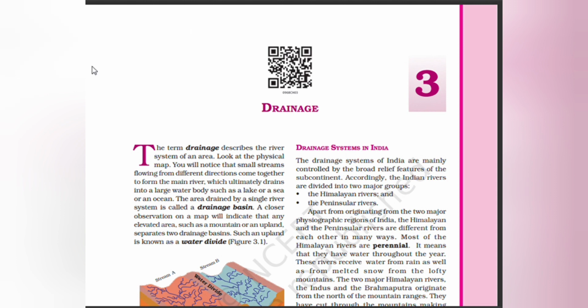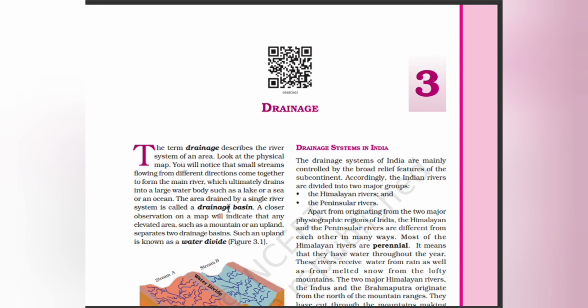Today in class we are going to learn the third chapter, drainage. The term drainage describes the river system of an area. Look at the physical map. You will notice that small streams flowing from different directions come together to form a main river, which ultimately drains into a large water body such as a lake, a sea, or an ocean.